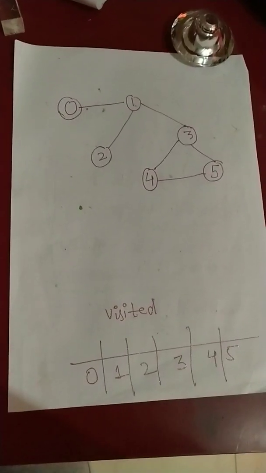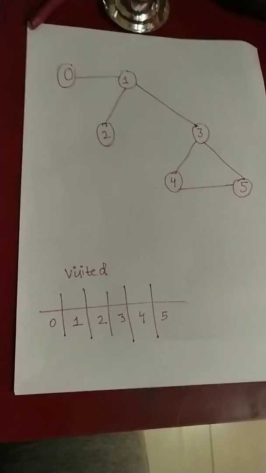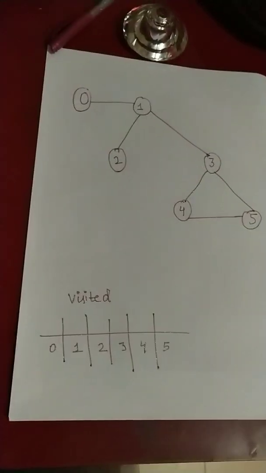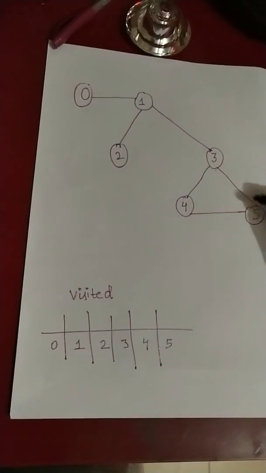Now let's look at the undirected graph. This is the given undirected graph, and we can clearly see that there is a cycle here.